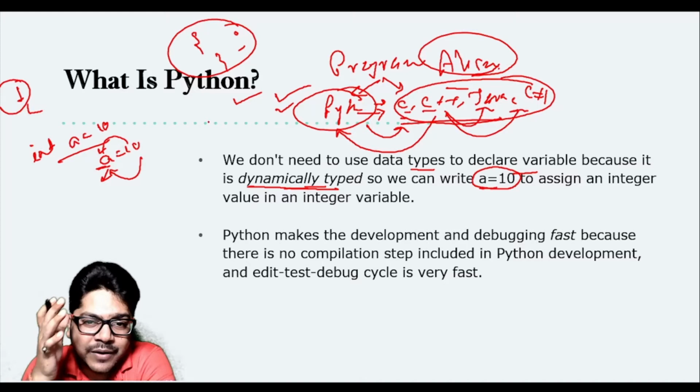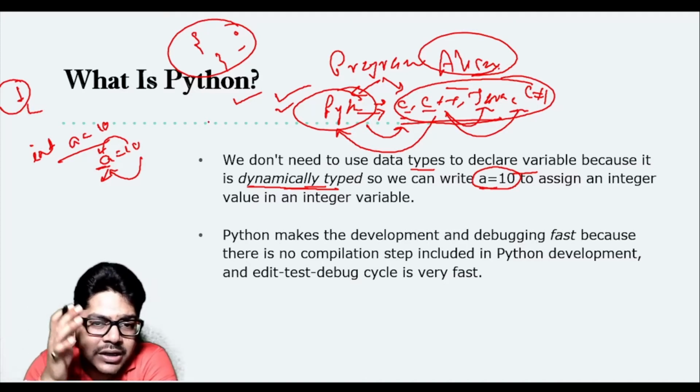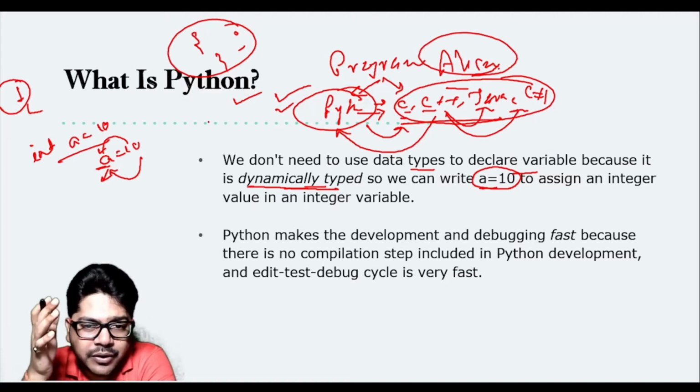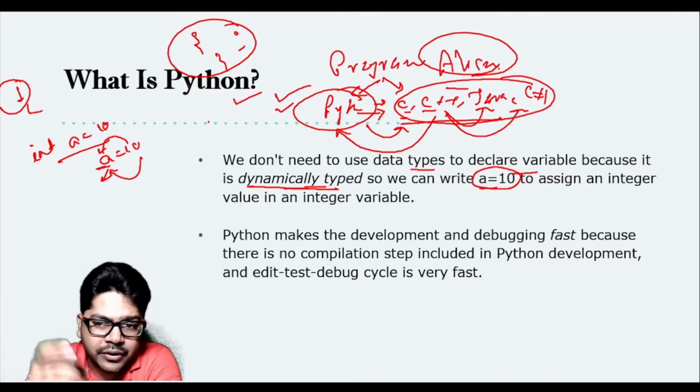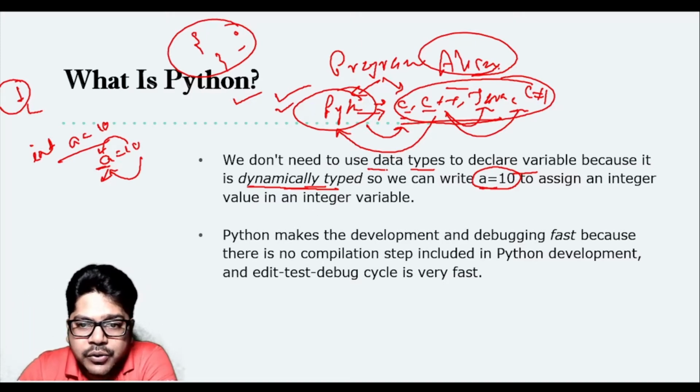If you are starting your journey with Python, then you know how different programming languages differ in terms of syntax and other things. We don't need to use any data type to declare a variable because Python is dynamically typed. So we can write a = 10 to assign an integer value to a variable. And Python makes development and debugging fast because there is no compilation step included in Python development.